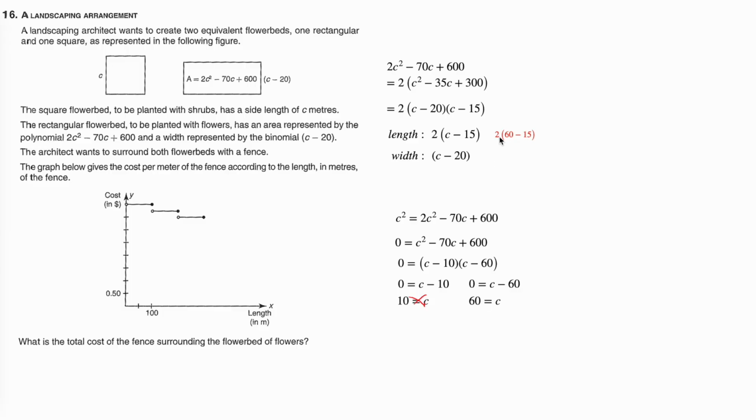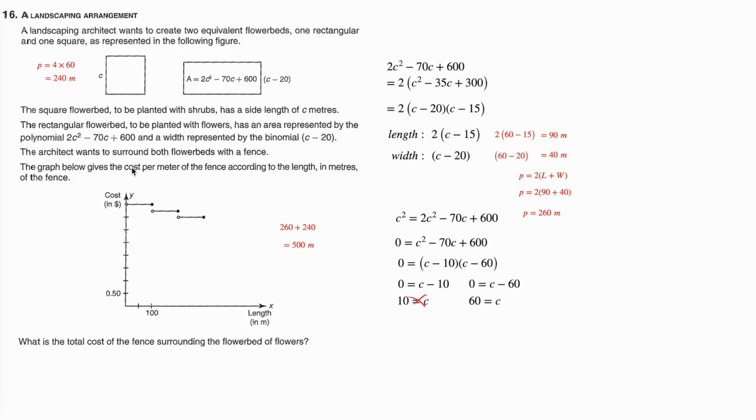Our length is 2 times 60 minus 15, which is 2 times 45, or 90 meters. Our width would be 60 take away 20, which is 40 meters. The square would be 60 meters by 60 meters. The perimeter of the rectangle would be 2 times the length plus the width, which would be 2 times 90 plus 40, or 2 times 130, which would be 260 meters. And the perimeter of the square fence would be 60 times 4, which would be 240 meters. Our total perimeter would be 260 plus 240, which is 500 meters.